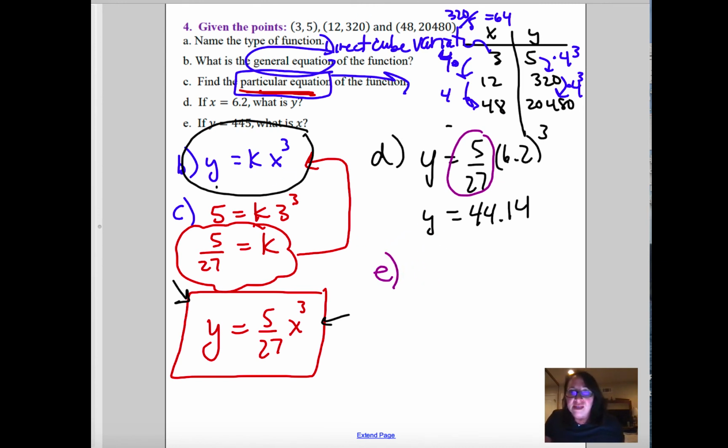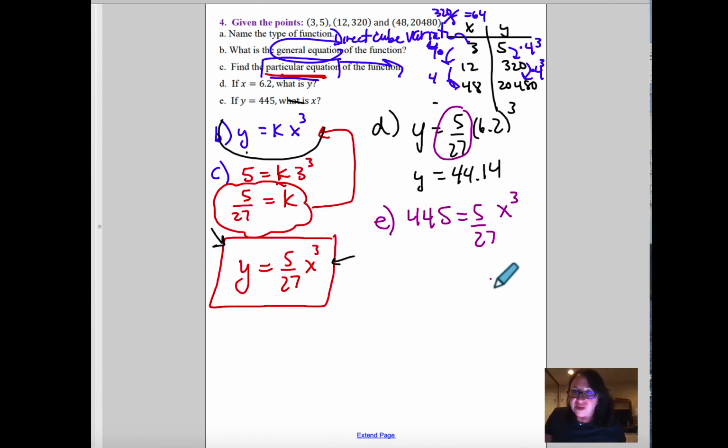So last one is E. Anyway, okay, y is 445. So 445 equals 5 over 27 times, what's x? Oh, that's what we're finding. Okay, so first thing you do is you've got to deal with this 5 over 27, so multiply by the reciprocal. So you're going to go 445 times 27 over 5, so whatever that makes.